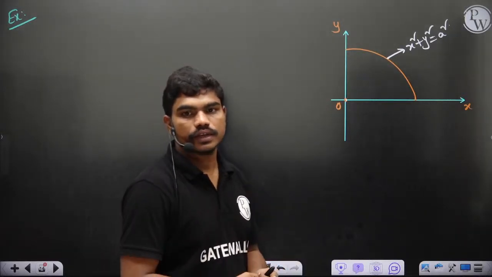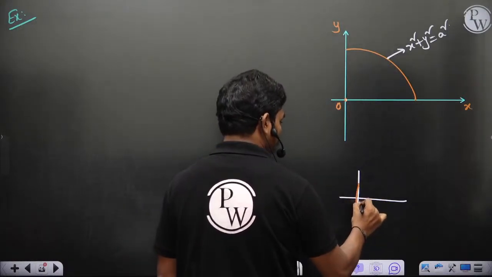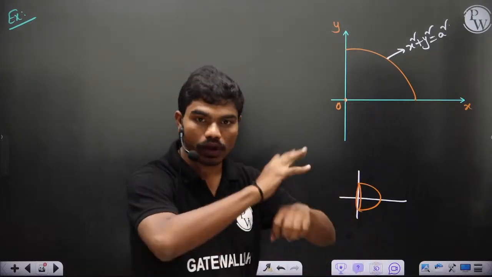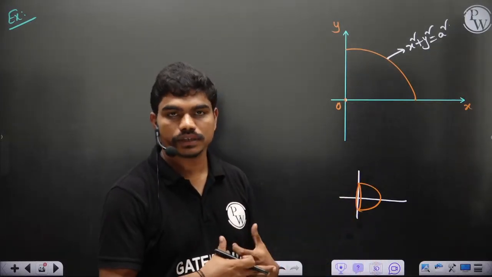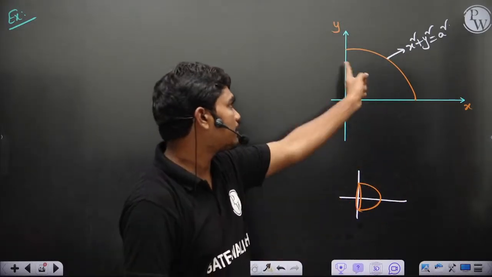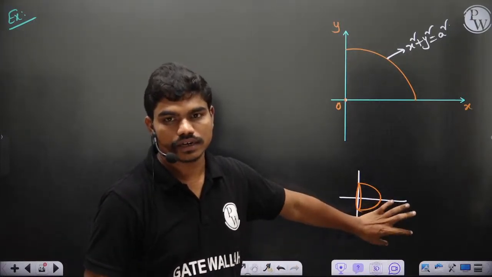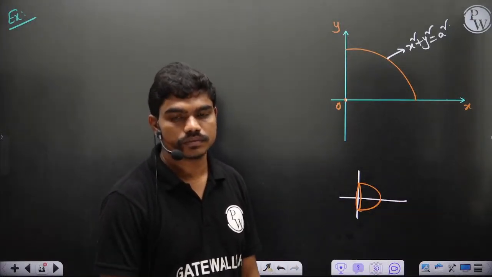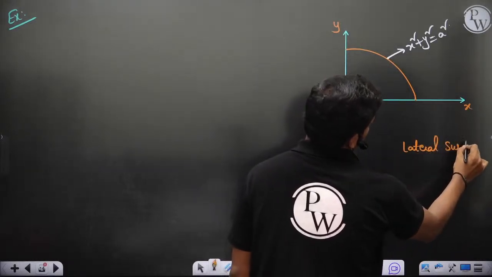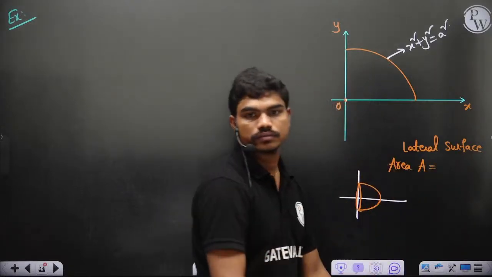So if I generate it, I would get something like this, correct? And this is like a bowl, a hemispherical bowl. Then what is the surface area of this hemisphere? Can someone tell me? If this is really a hemisphere and it's of radius a, what would be the lateral surface area of the hemisphere? So lateral surface area A is equal to how much?